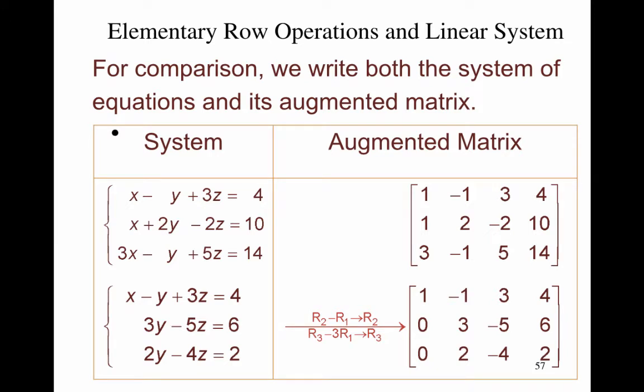So the first thing we need to do is identify what our system is and then write our augmented matrix. Notice all I did was take the coefficients across. This is our augmented matrix.